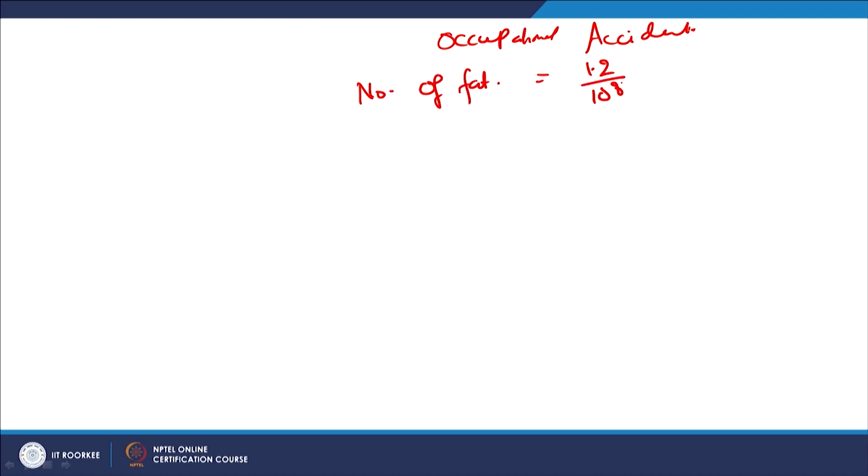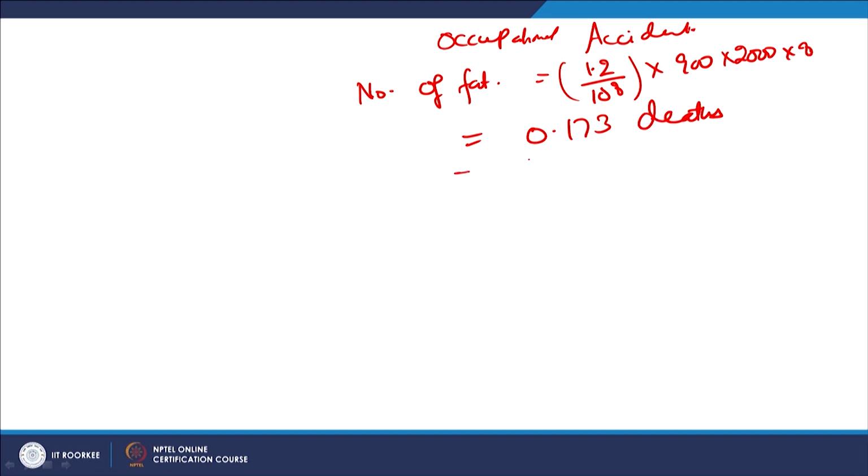Now, the next aspect is the occupational accident. Again we will utilize the same formula which we discussed in the previous slide. So, the number of fatalities is 1.2 upon 10 to the power 8 into 900 into 2 into 8. This comes out to be 0.173 deaths. So, these are the answers for problem number 7.